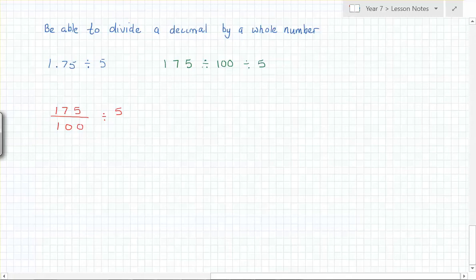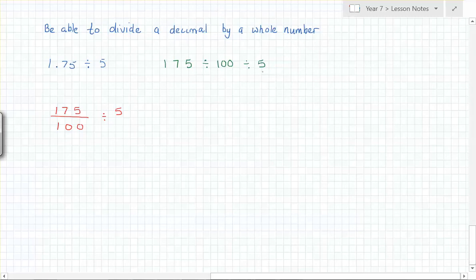Yes. Why? But isn't this 175 divided by 100? There's no timesing, is there? 175 divided by 100. You told me that. Is that correct? Yes. Because that's the 1.75. So by writing that, I've not changed anything. So this is 175 divided by 100, and then I divide that by 5. So surely I can write it this way as well. Fine? No problem?